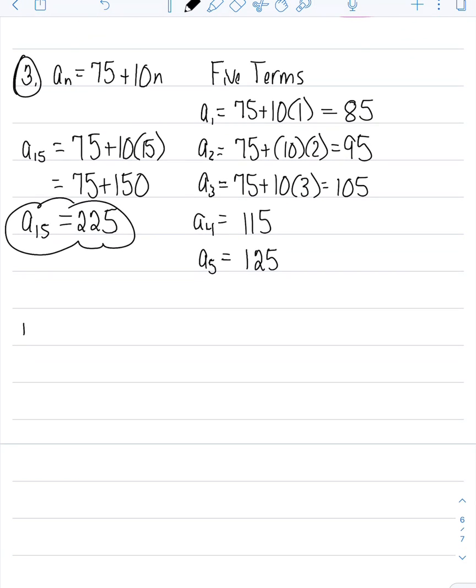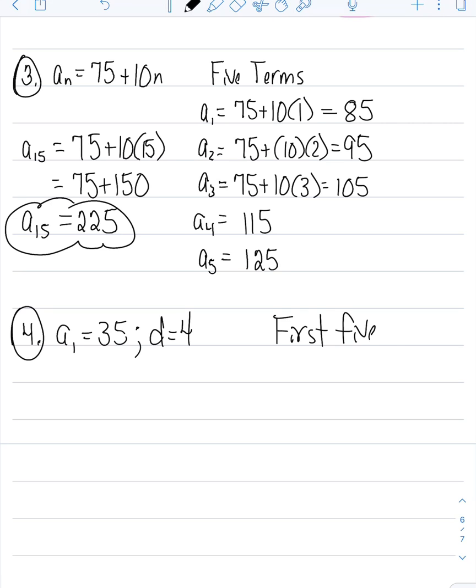And then let's look at one more. I might give you the first term and the common difference. So in this case, I'm going to tell you the first term is 35 and the common difference is 4. If I do that, I might ask you what the first 5 terms are.